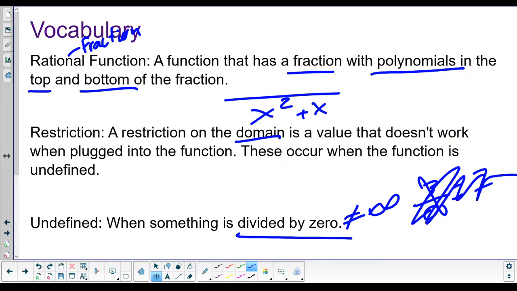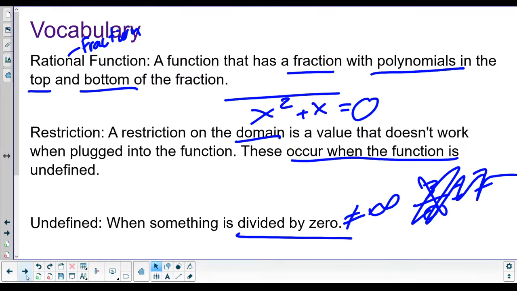So undefined means we're dividing by 0. A restriction will occur when the function gets divided by 0. That means whenever the bottom of our function equals 0, we're going to get a restriction there. And I'll go over how to find those. All right, now you know the words I'm going to say. Now let's go do some math.